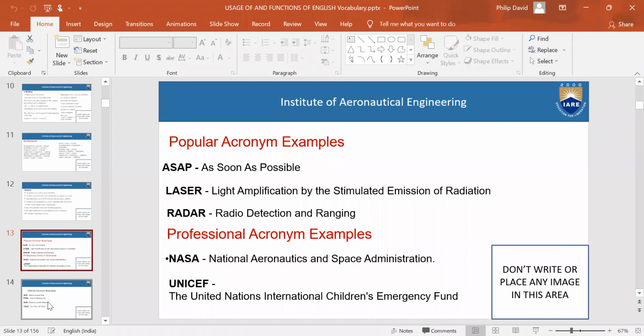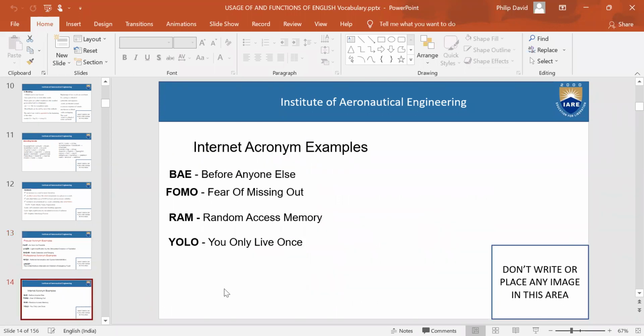Popular acronym examples: ASAP, as soon as possible; laser, light amplification by stimulated emission of radiation; radar, radio detection and ranging. Professional acronym examples: NASA, National Aeronautics and Space Administration; UNICEF, the United Nations International Children's Emergency Fund. Please continue reading. Internet acronym examples: FOMO, fear of missing out; RAM, random access memory; YOLO, you only live once.